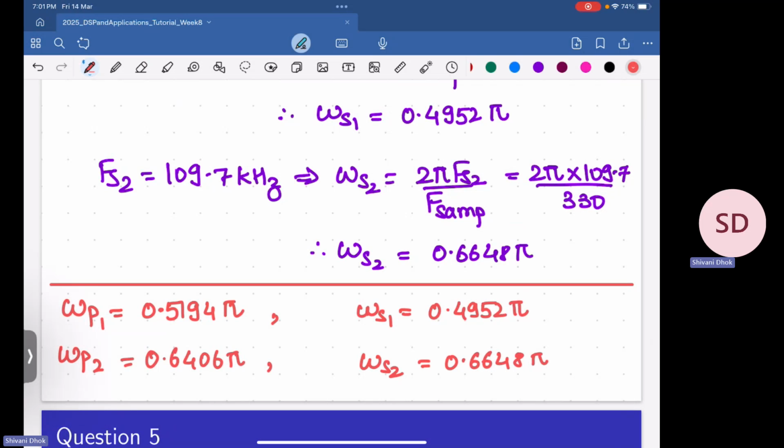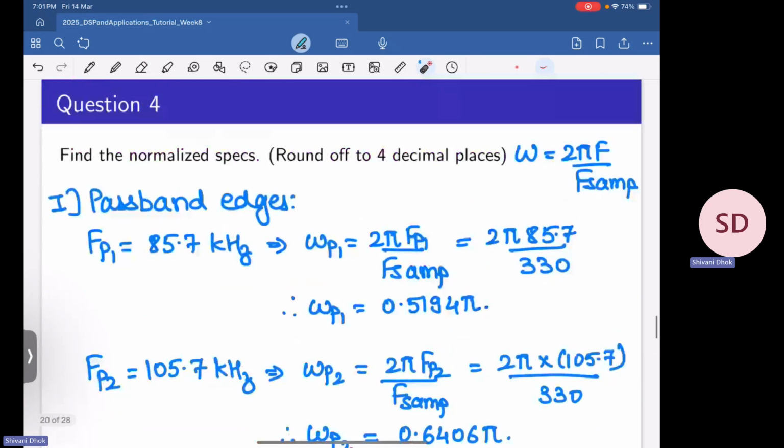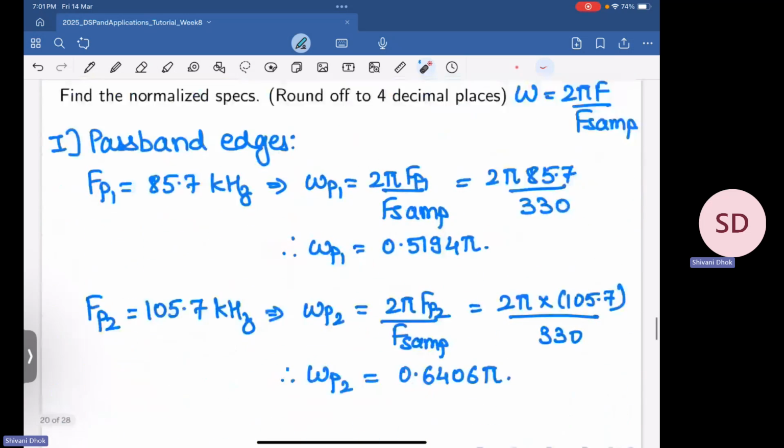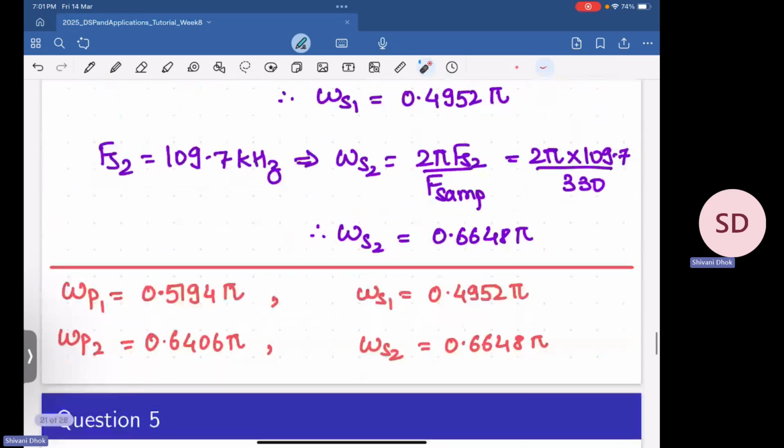A quick sanity check that we can do to check whether our calculations are okay or not is this: omega S1 should be less than this omega P1. Why? This is a lower stop band edge. It lies somewhere here. So this omega S1 should be smaller than omega P1. Is it happening? Yes. This omega S1 is 0.4952 pi and this omega P1 is 0.5194 pi. So this omega S1 is a smaller quantity compared to our omega P1.